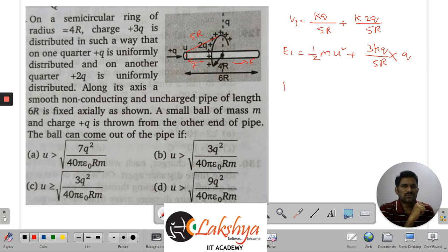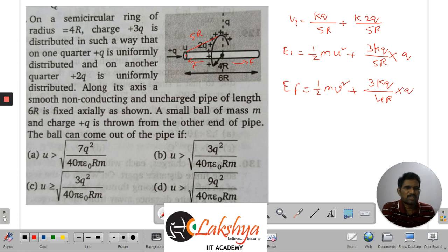Now the final energy we need to write. The final energy is nothing but, taking some velocity v there, or you can consider it as the minimum velocity, which should be 0. If you take the minimum velocity, then the final kinetic energy should be 0, or actually slightly greater than 0. I am taking the condition that v is greater than 0, because they are asking in terms of greater than 0. So plus the potential at this point, which I can write as 3kq by the radius 4r, into q again.